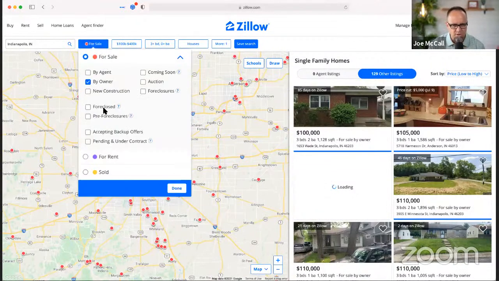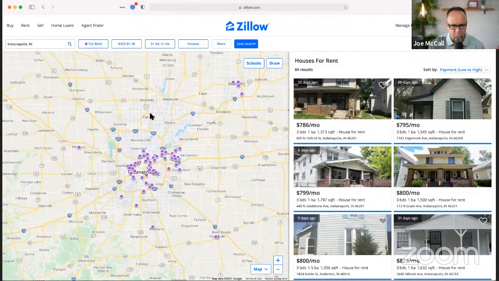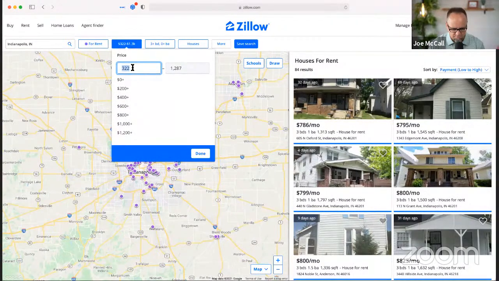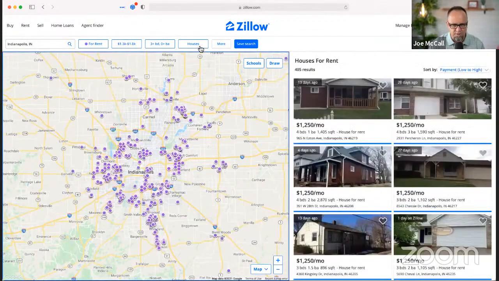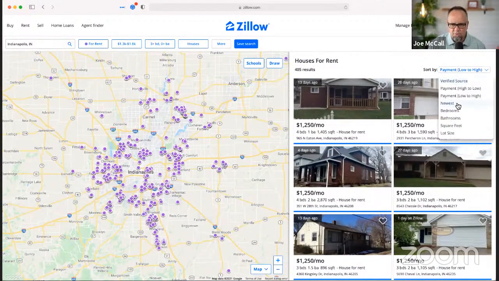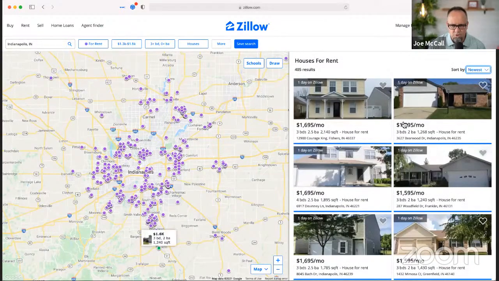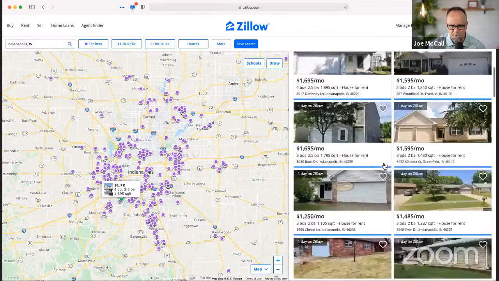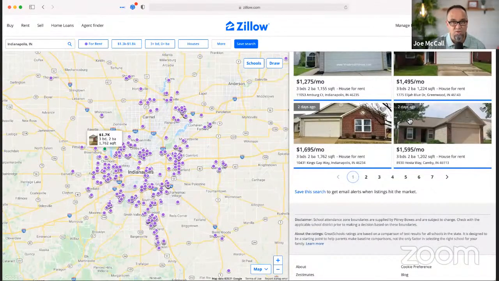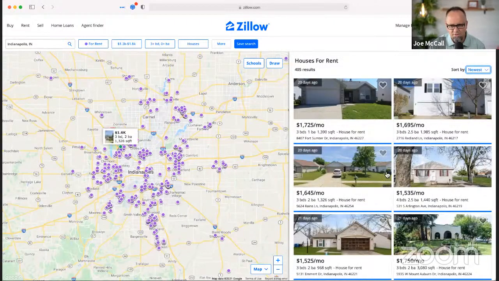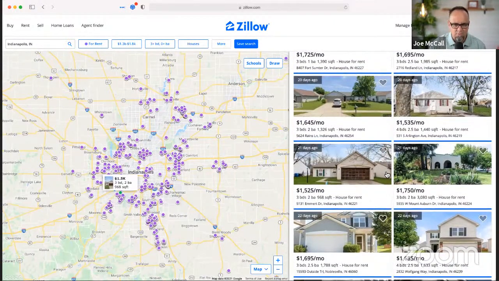But let's look at the for rents. Let's look at something priced between $1,250 and $1,750 just to find a quick deal. These are all sorted by newest, so the newest ones are at the top. If I scroll down, as I'm doing my marketing, I might not want to target somebody that's only had their rental up a couple of days. I might go to page 7, and here are some properties that have been up for 21 days, 3 weeks.